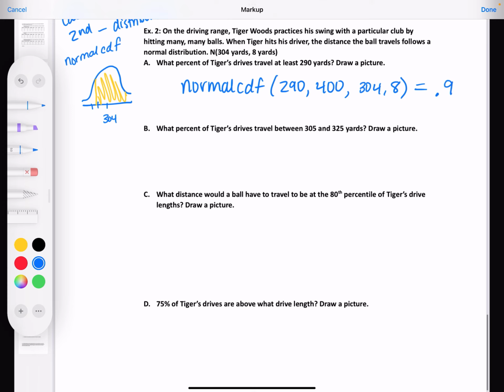0.9 what? 0.9599. Okay, so 0.959, so that's going to be 0.96 or 96%. So 96% of hits or drives go past 290 yards.